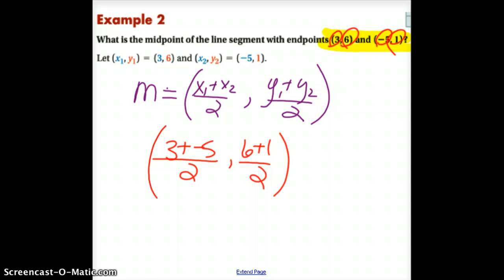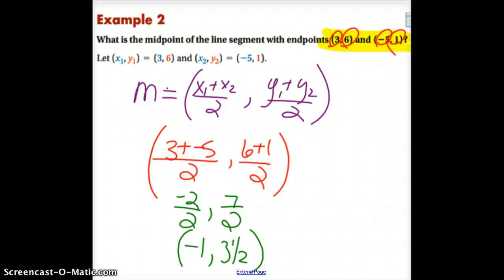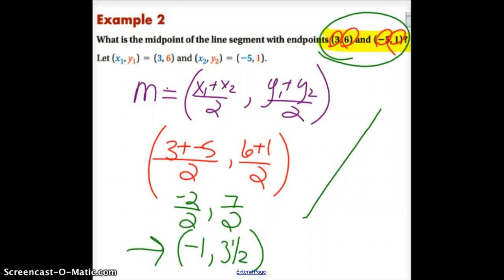3 plus a negative 5 is negative 2 over 2. 6 plus 1 is 7, 7 over 2. Negative 2 divided by 2 is negative 1. 7 divided by 2, we can either leave it as a fraction or we should always put in a mixed number. This is our midpoint of this line with those two endpoints. If this was (3, 6), and this was (negative 5, 1), which doesn't really make sense, (negative 1, 3.5) would be right in the center.